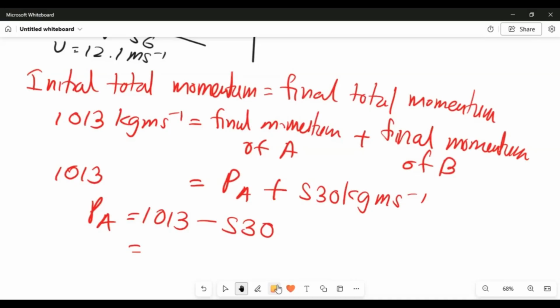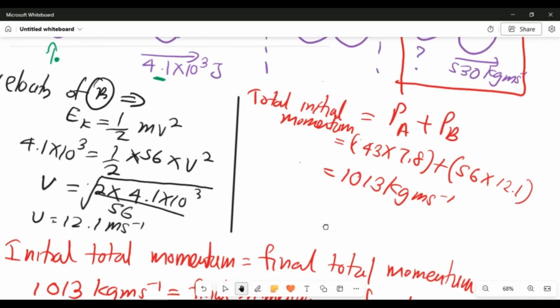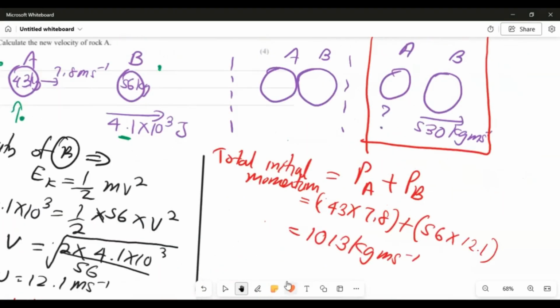So the answer is 483 kilogram meter per second. So that's also a positive value. That means finally A also moves in the same initial direction.